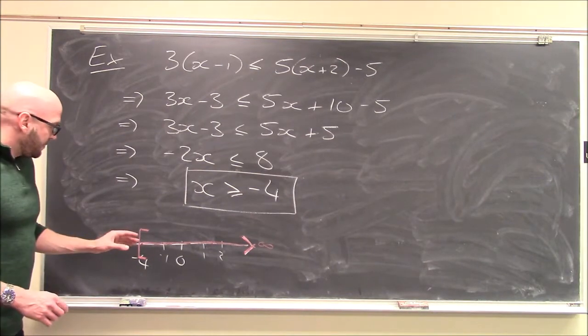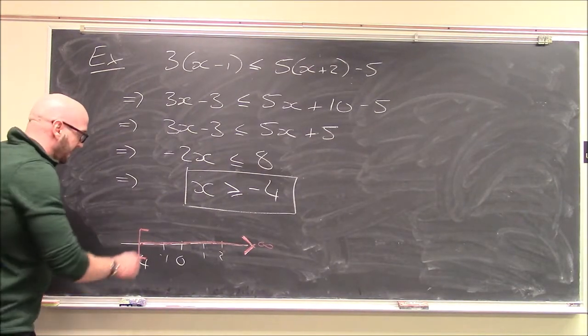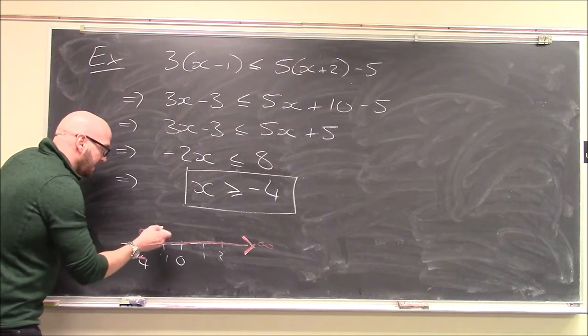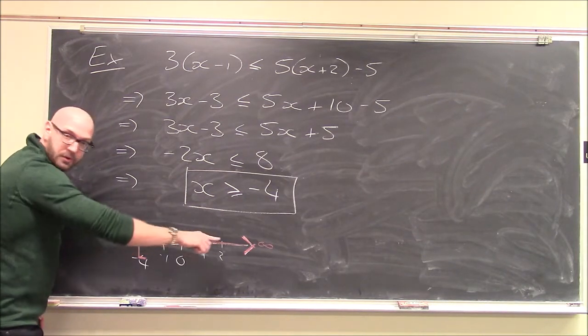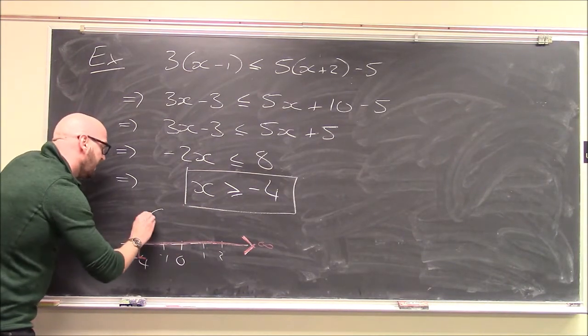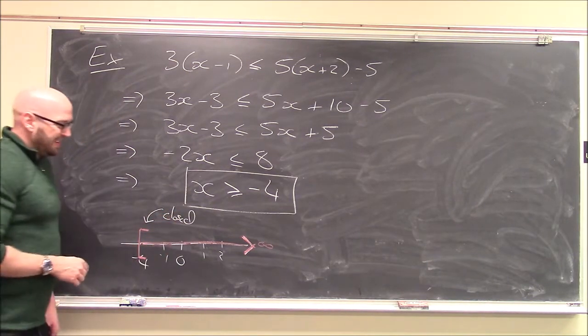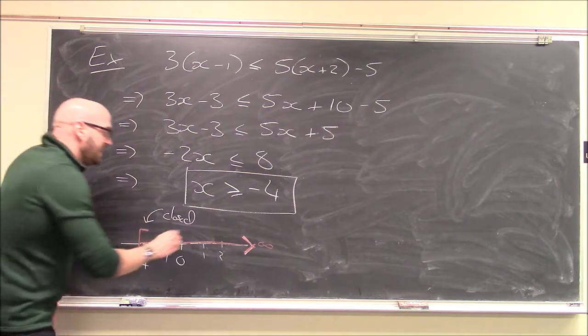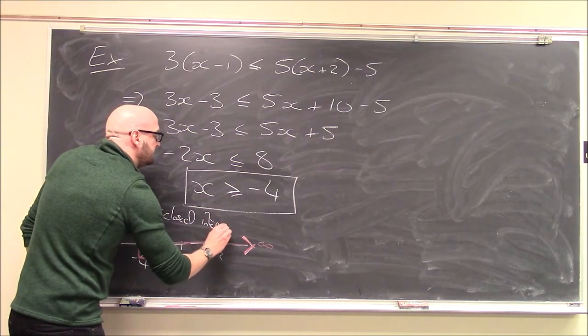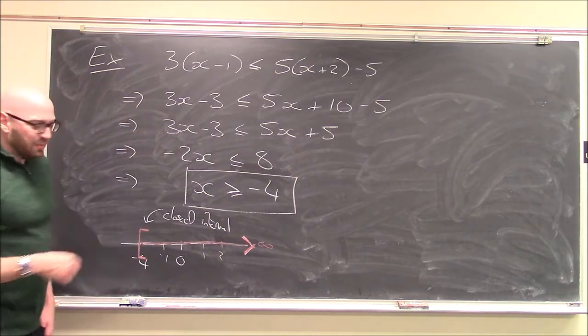Now, the last thing I want to point out here is this square bracket. What we're looking at here is an interval. This is an interval on the real number line that contains all the solutions. This square bracket is usually called the endpoint, and this represents a closed interval. Or closed endpoint if you want.